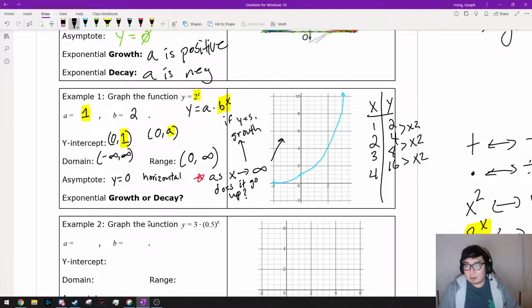But if it's a no, then it's a decay. And the word decay comes from like when your body decays, you're losing your weight and all of your, yeah, you understand. So growth is when you're growing up. This graph is going up, going towards the north side. So this is a growth.